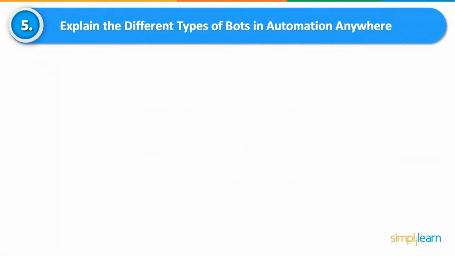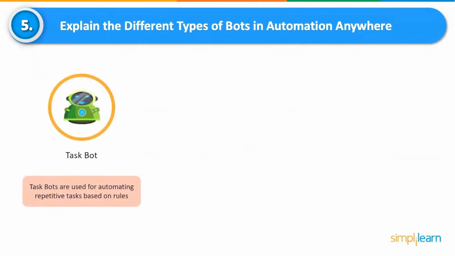Explain the different types of bots in Automation Anywhere. Task bot. Task bots are used for automating repetitive tasks based on rules. These tasks are simple to create and can reliably complete multi-step procedures. Document administration, claims management, HR departments, IT and other areas benefit from task bots.